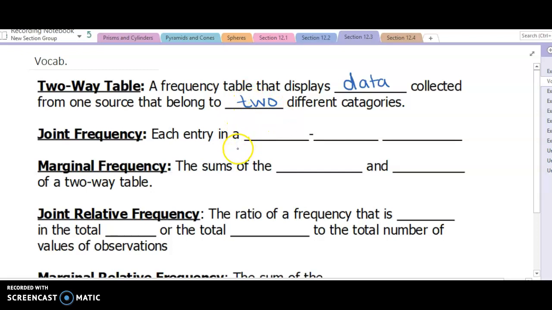Joint frequency is each entry in a two-way table. And we'll do several examples of these. And it'll give you a better idea of what these are. Marginal frequency, or think of marginal as in the margins, they're the sums of the columns and rows. And the joint relative frequency is the ratio of frequency that is not in the total row or the total column.